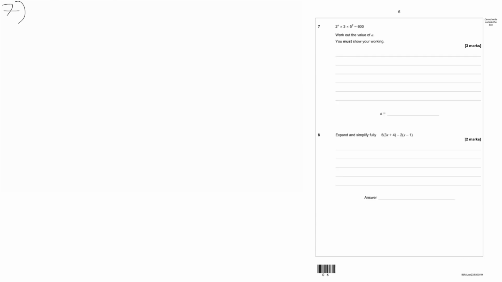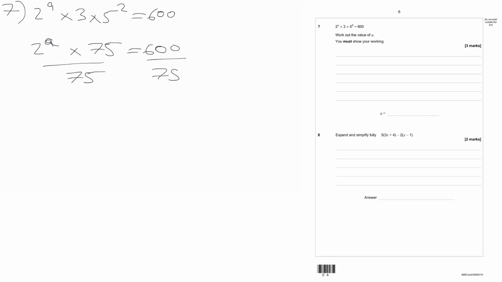Question 7, we're told to work out 2 to the power of A times 3 times 5 squared equals 600, and we have to work out the value of A. So let's just simplify this. We have 2 to the power of A times 5 squared is 25 times 3 is 75, which equals 600. Let's divide both sides by 75, and these cancel out. So we get 2 to the power of A equals 600 divided by 75, which is 8.